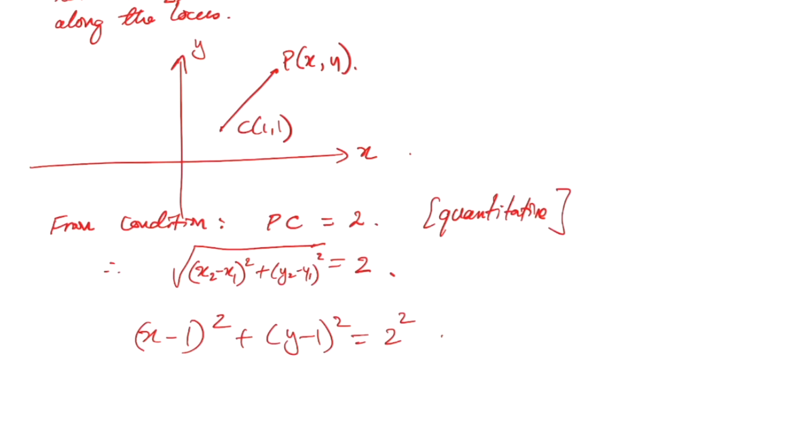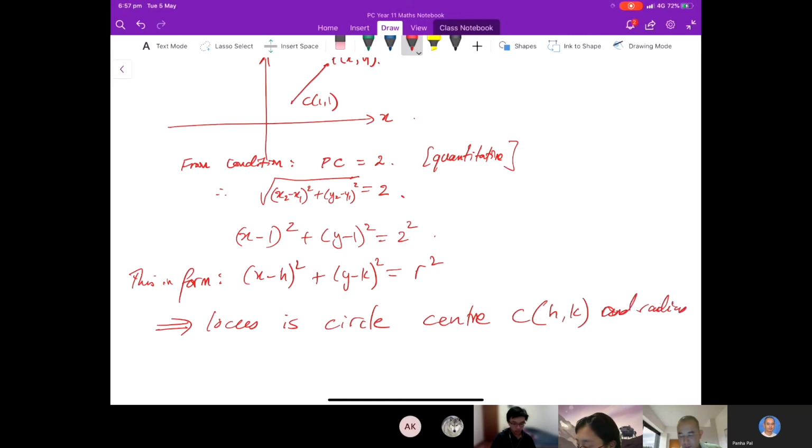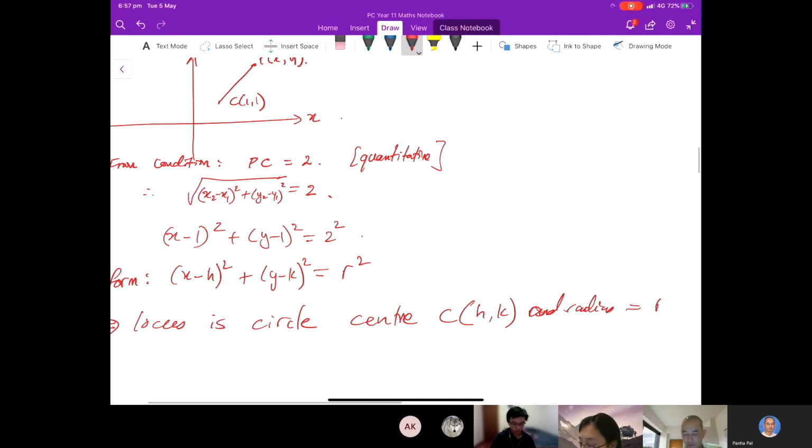And I will stop right here because, if you don't recognize it, this is the general equation of a circle, implying a locus. Now we identify what it is, and we can say a circle centered at C (h, k) and radius equal to r.